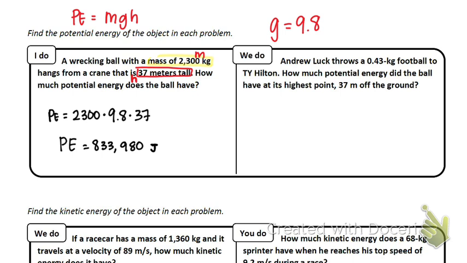Okay, the next one: Andrew Luck throws a .43 kilogram football. How much potential energy did the ball have at its highest point, 37 meters off the ground? So what does that .43 stand for? Mass. 37 is the height. And when you plug that in, what's it going to look like? 55.9.